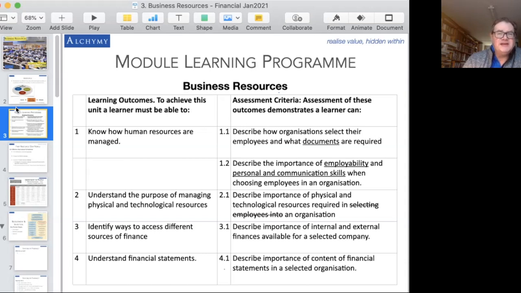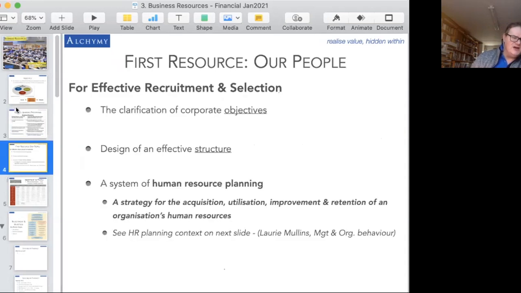We want to talk about then how we get the money that we're going to need to use to run this business. And as part of that, we've got to understand the financial statements, the financial reports. Okay, so we'll be coming to that. So right now, we're still focused on our first resource, our people.